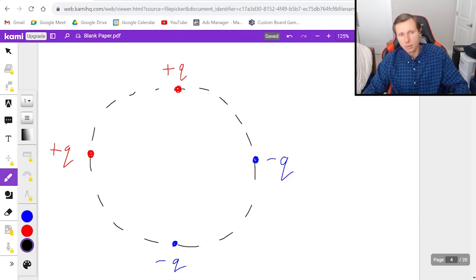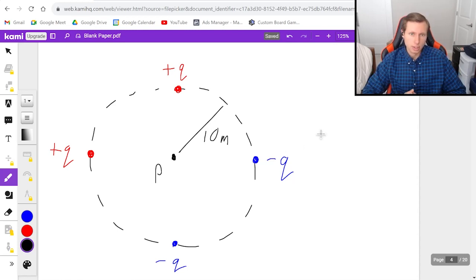And what I would like to know is what is the potential at point P in the center if the radius of this circle is 10 meters. So in other words, we have one above, one below, one to the left, one to the right, and we want not the change in voltage. We don't want delta V. We just want V, which means we're using the first equation that we used today.